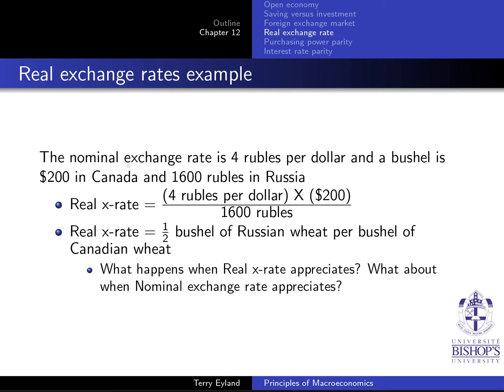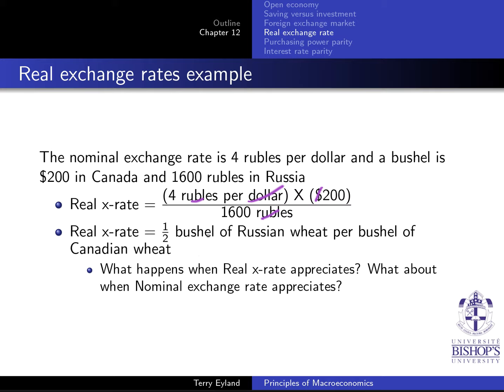So let's see an example here. The nominal exchange rate is 4 rubles per dollar, and a bushel of wheat is $200 in Canada and 1,600 rubles in Russia. So here we want to make sure that we're canceling out the rubles. It's rubles per dollar, so rubles would be the denominator, and down here the denominator, so these cancel out. Per dollar, so this is the denominator, times here we have the dollar sign at the numerator, so these two cancel out. So you have 4 times 200 is 800 divided by 1,600, you have 1/2.